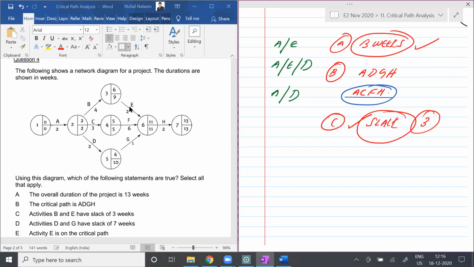And is E in the critical path? No, E is not in the critical path. Agree or not agree, Malik? F is the only one in the critical path, not E. Because if you observe E, 6 and 9 are not equal, right? So this path is cancelled. The critical path is the path in which the earliest and the latest will be equal. Are you getting that point? Clear, Malit? So the correct answers in this question are A and C.